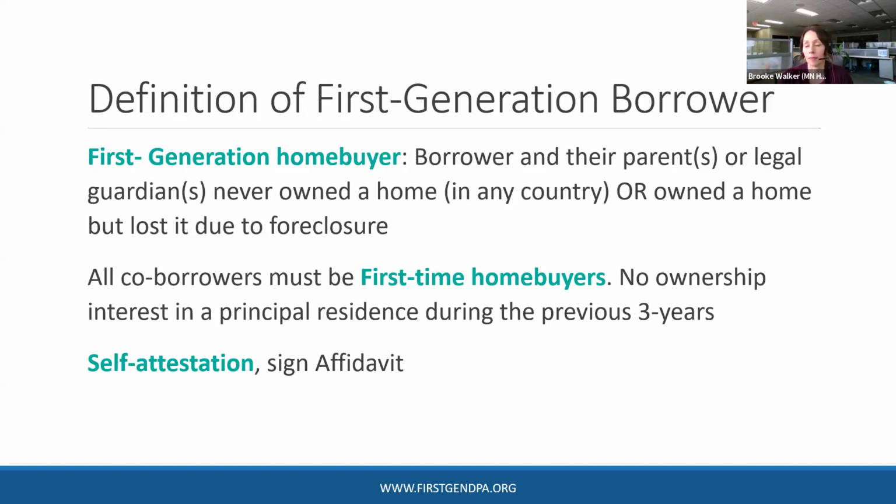We also encourage that DPA programs, at a minimum, limit it to first-time home buyers. So for this program, while only one borrower needs to be first generation, any co-borrower has to be at least a first-time home buyer with no ownership interest in the last 3 years. And we are using self-attestation, which we also recommend in the best practices, and they will be signing an affidavit.